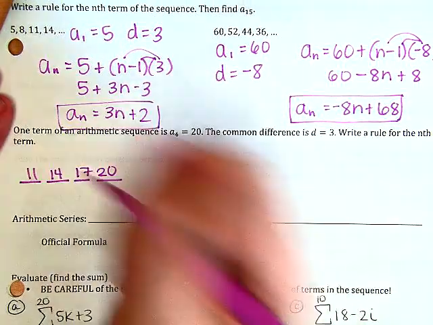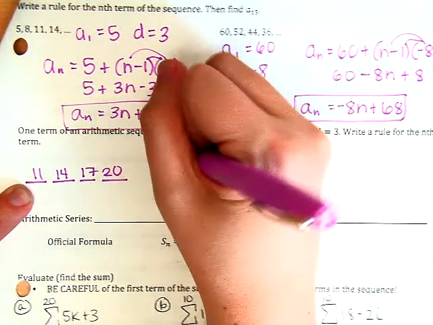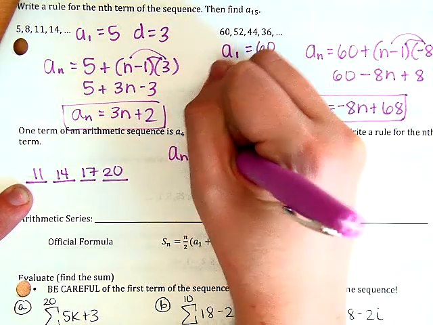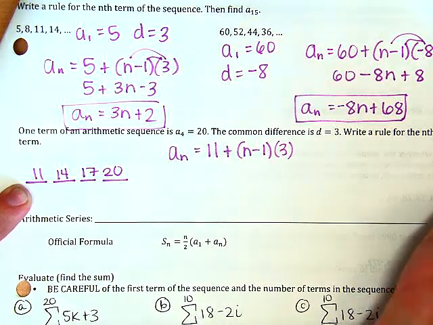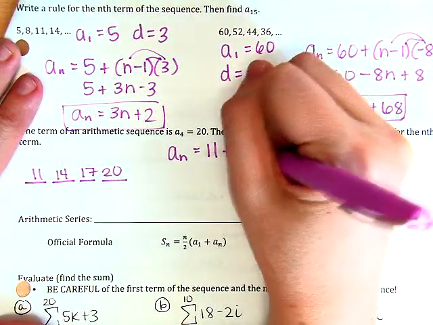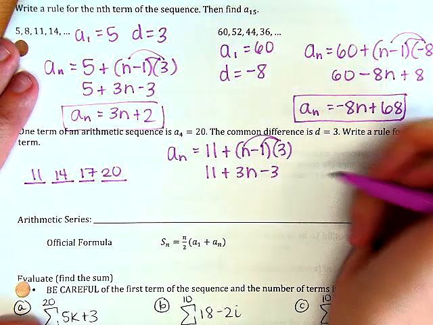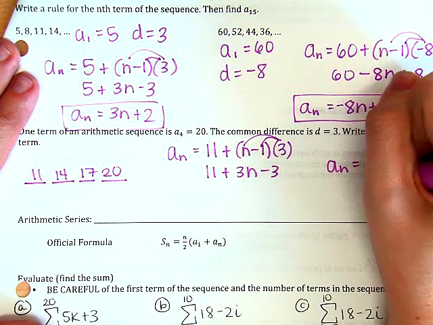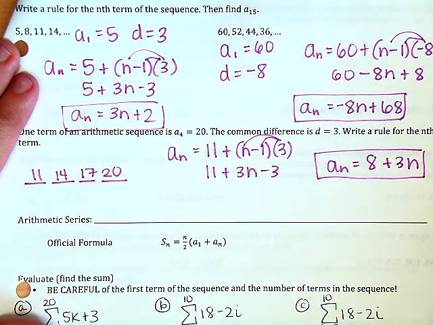17, 14, 11. I had to do that to get my first term, because now when I write my formula, I do my first term plus n minus 1 times my common difference. Do some distributing: 11 plus 3n minus 3. So my official formula is 8 plus 3n. Just like that.